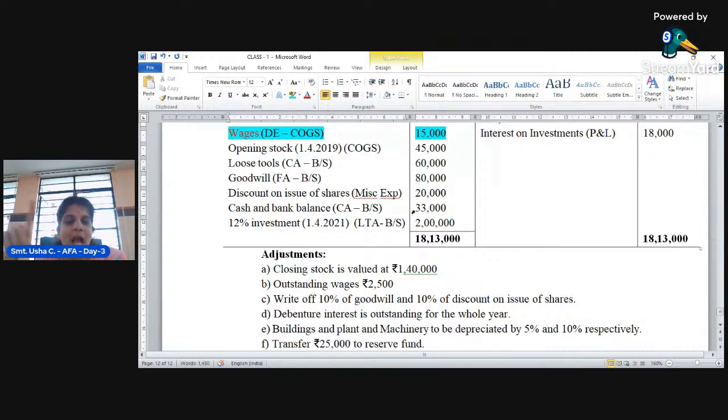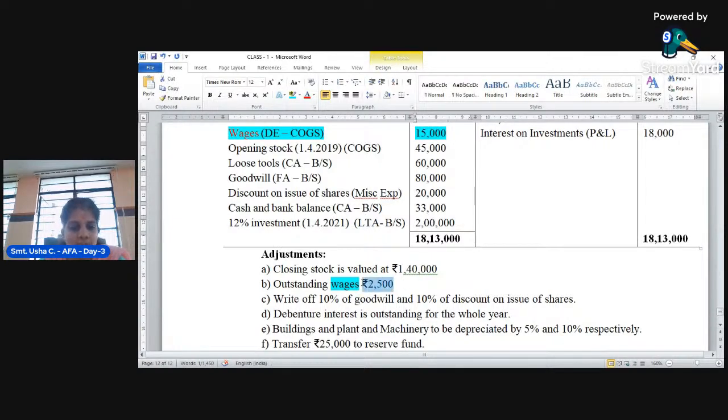So this amount of outstanding wages, given in the adjustment as 2,500 rupees, must be shown twice. One is in the profit and loss account, and this is still an expenditure. It will be added to the wages already given in the trial balance. For this, this amount of 2,500 will be added back.